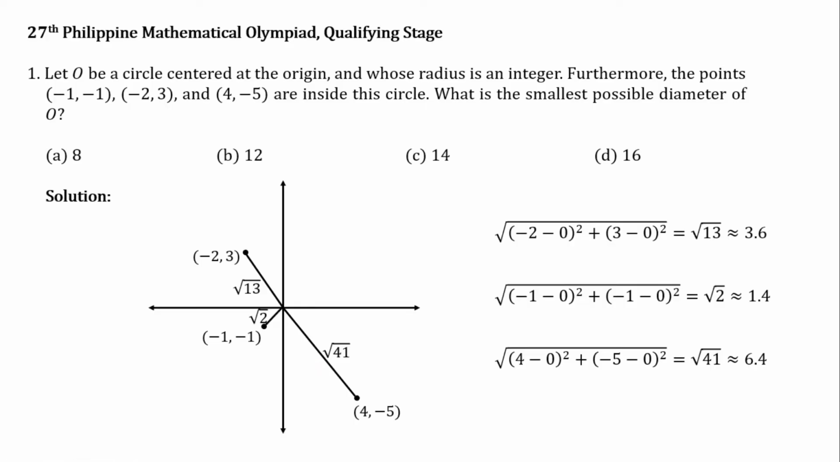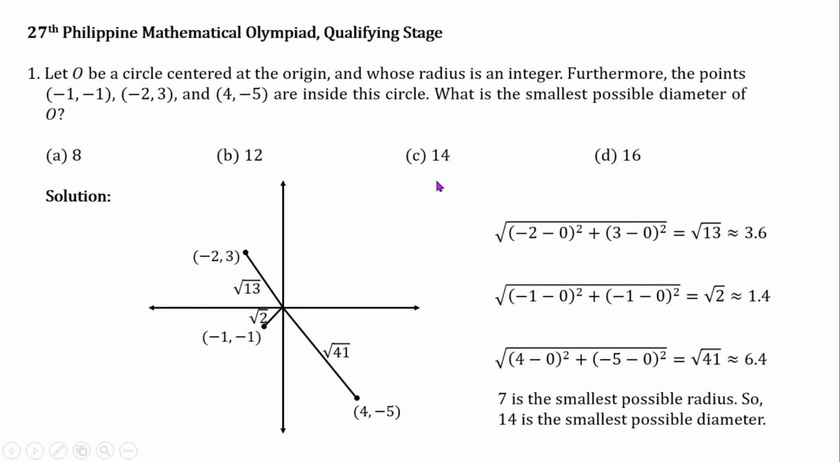approximately 6.4. Since we want the smallest possible diameter for the circle, we choose the smallest possible radius for the circle. So obviously, since the longest segment is 6.4, we must choose 7 as the radius of the circle. So the smallest possible diameter of the circle that encloses all these 3 points is 14 units. So the answer is letter C.